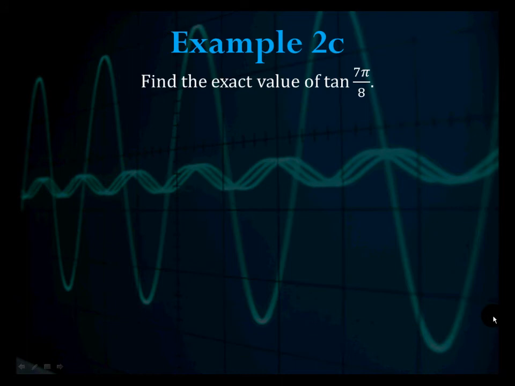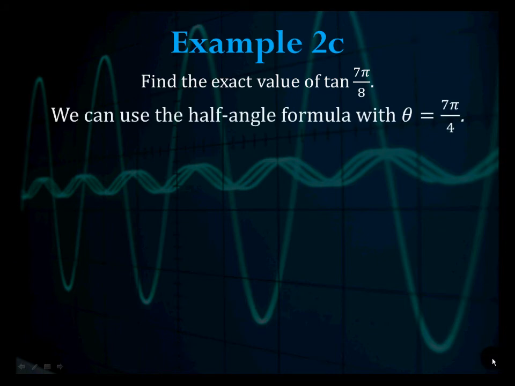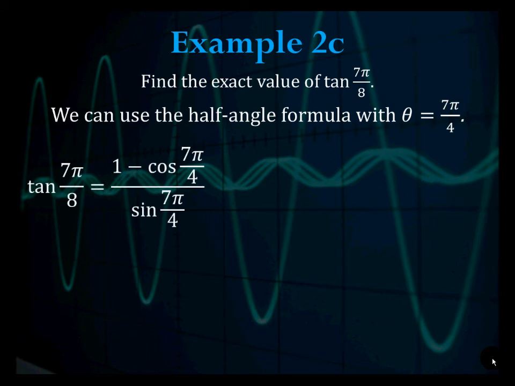Example 2c, find the exact value of tangent 7 pi over 8. Use the half angle formula here, figure out which angle of theta you're going to plug in. You can do that by doubling what this is. So we can use the half angle formula with theta equaling 7 pi over 4. So tangent of 7 pi over 8 is equal to 1 minus cosine of 7 pi over 4 divided by sine of 7 pi over 4. If you need to convert this into degrees, 7 pi over 4 is 315 degrees.